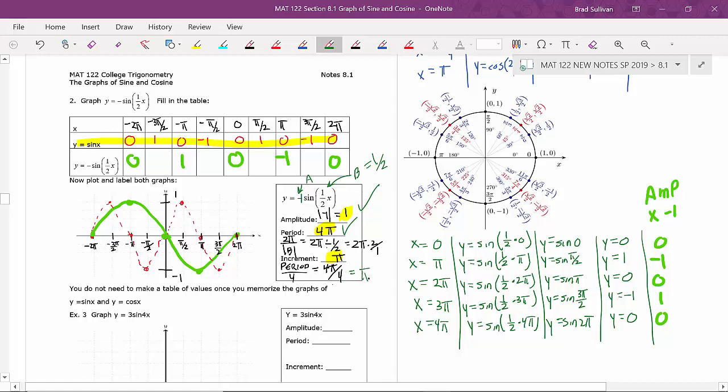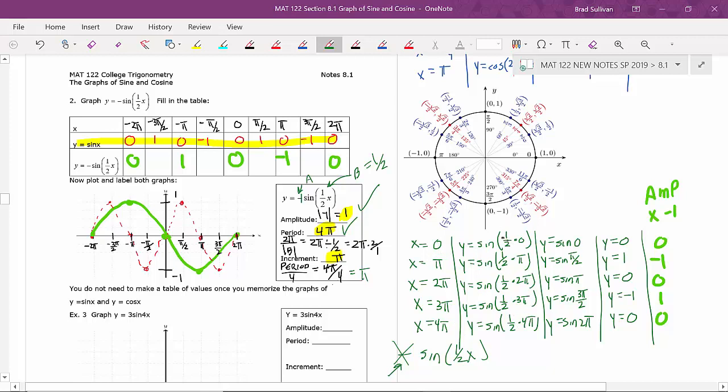Okay, so when we're crunching out our 5 key points, we're going to start at 0 and then just count by pi: 0, 1 pi, 2 pi, 3 pi, 4 pi. And then we're going to plug them into the sine of 1/2 x. Don't worry about the negative, just ignore that for now. Then do 1/2 times 0, 1/2 times pi, and so forth. Just plug these numbers in.